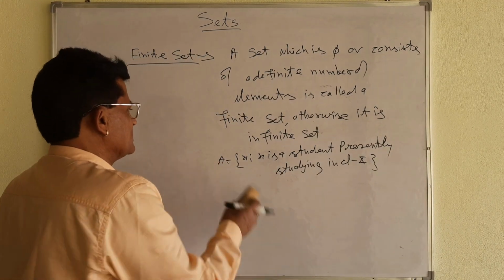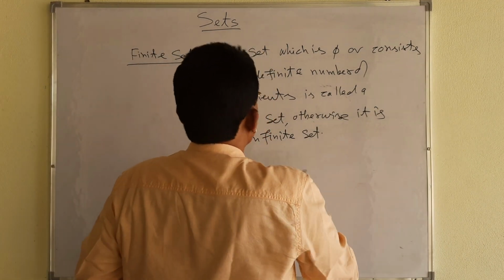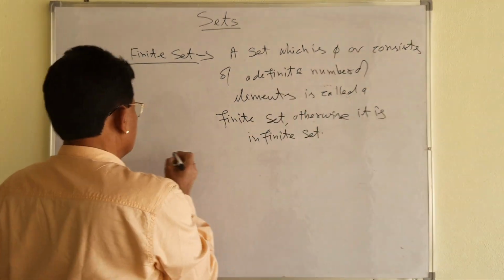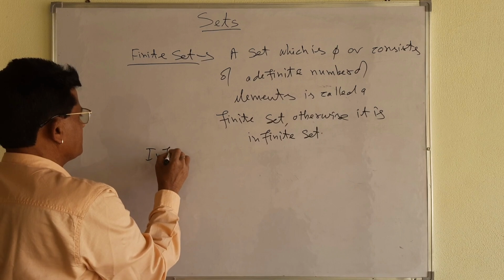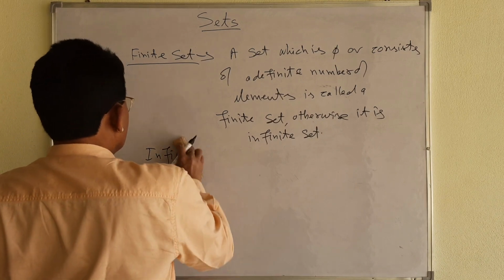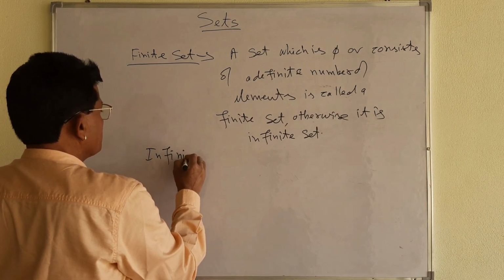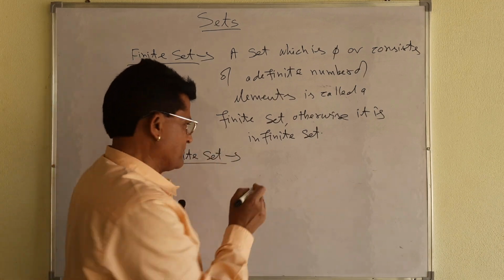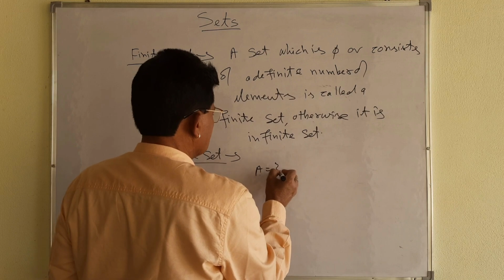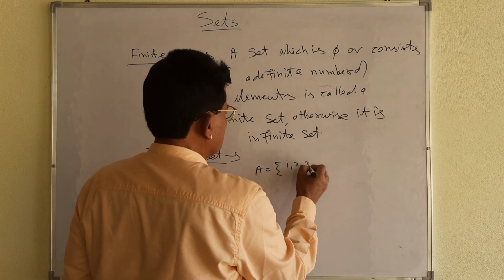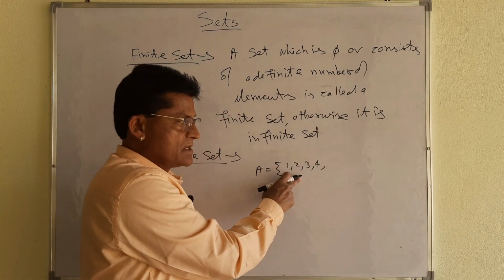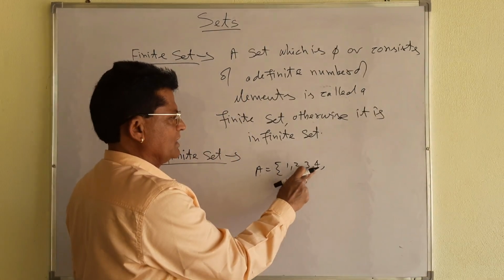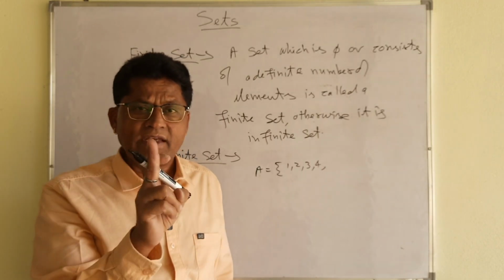Okay. Now let me take the infinite set. What will be infinite? I told you already, if the set is not finite, it will be an infinite set. Infinite set means, I will tell you the example. Let me take the example: 1, 2, 3, 4. These are the natural numbers. Okay, but my dear student, I am just going to write the elements 1, 2, 3, 4. After that I will write dot, dot, dot.